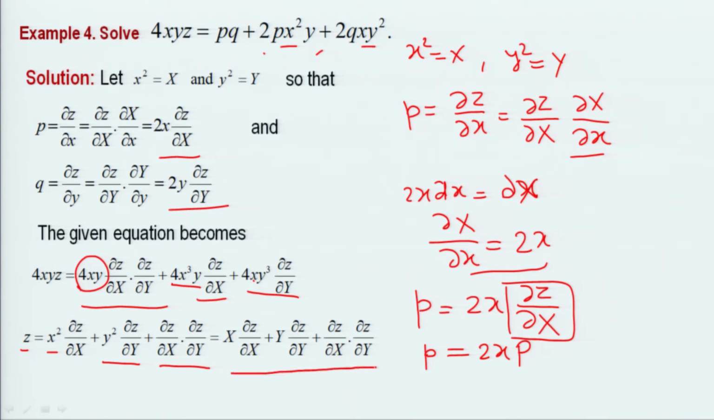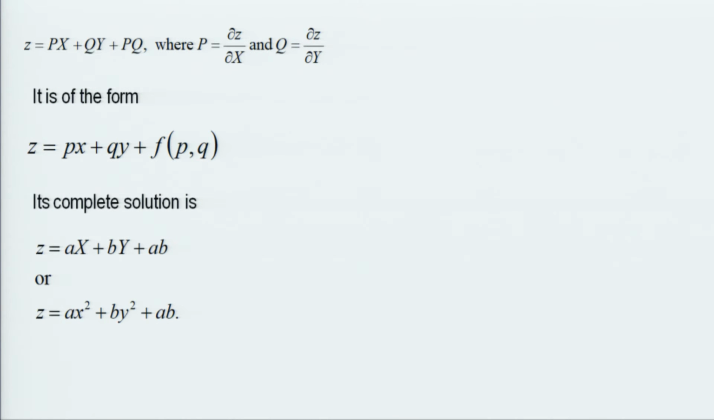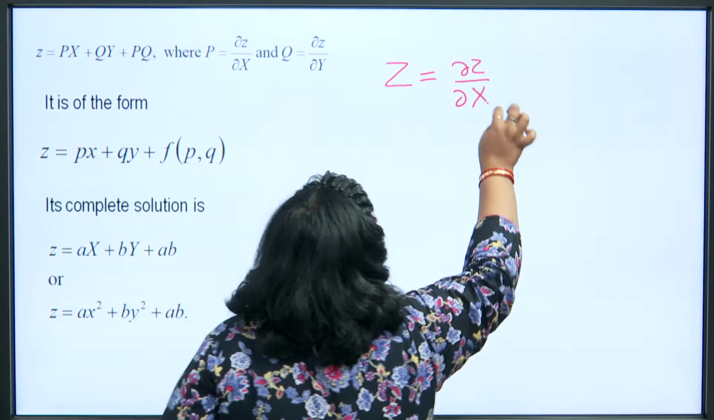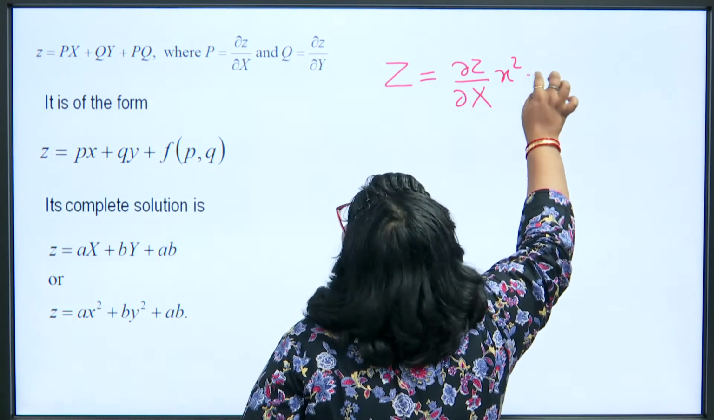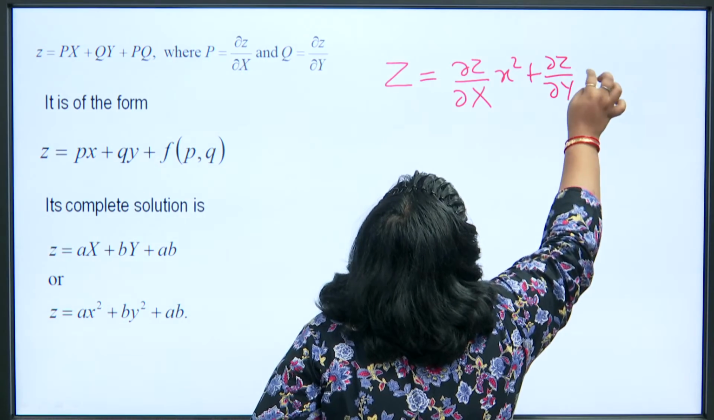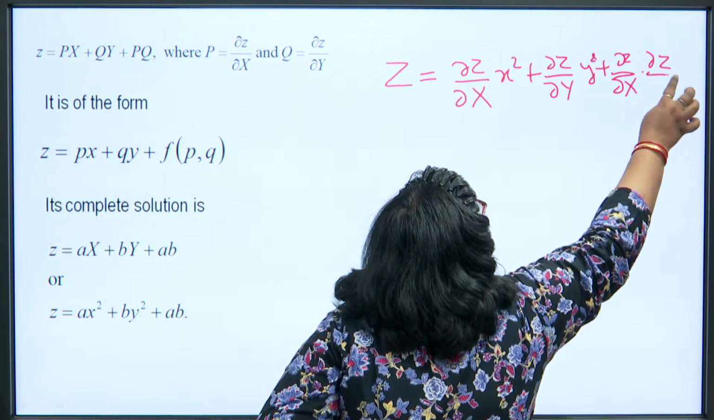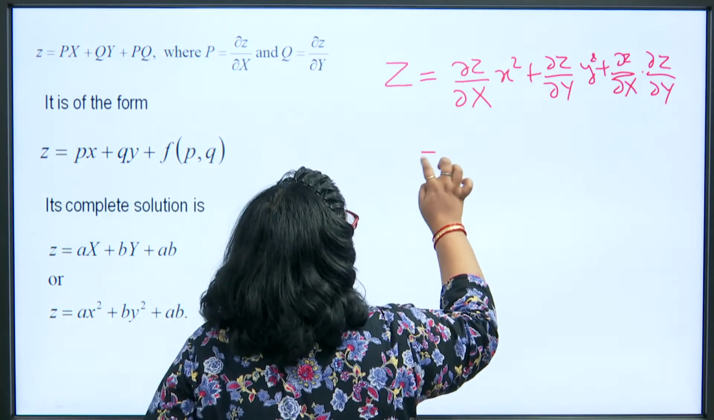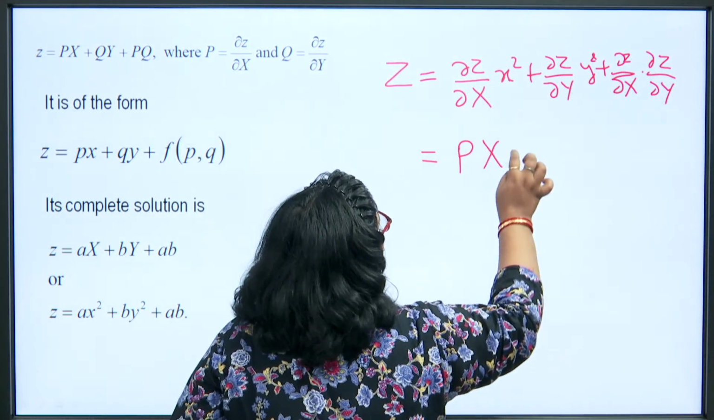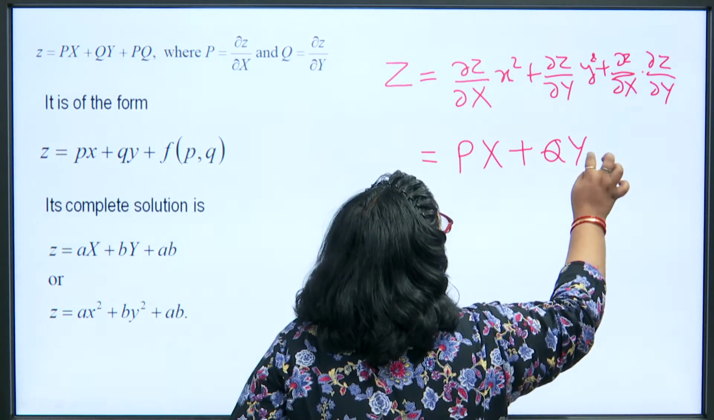So we have the equation like this. x square is capital X, which we assumed earlier, and y is capital Y. That is z equal to capital X del z upon del capital X plus capital Y del z upon del capital Y plus del z upon del capital X times del z upon del capital Y. And we assume that del z upon del capital X is capital P and del z upon del capital Y is capital Q, so this is the form z equals PX plus QY plus PQ.